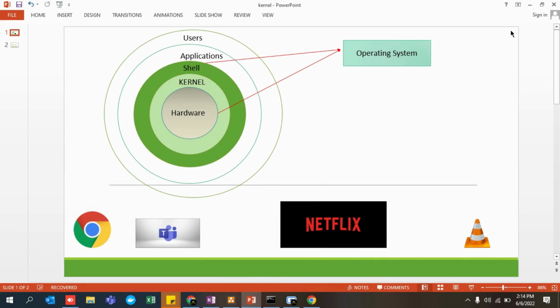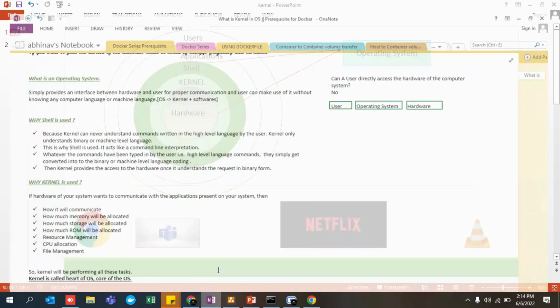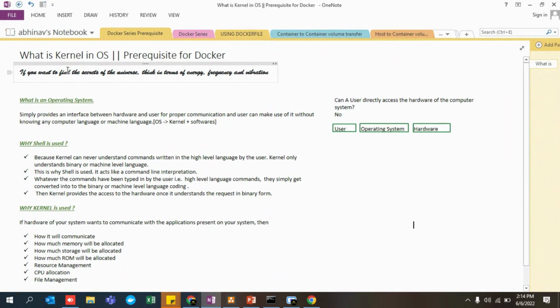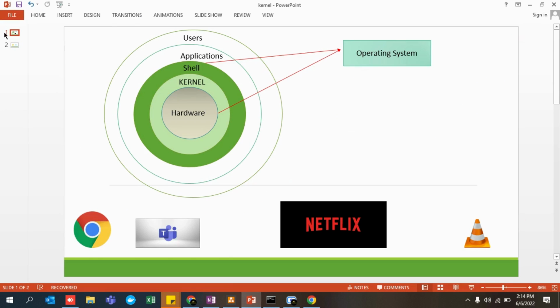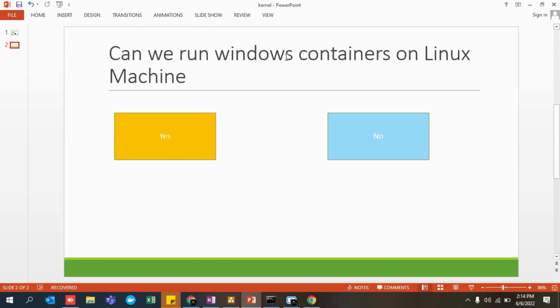So guys, this was all about this particular lecture. This is the reason why I created this lecture, on what the kernel and operating system are. And guys, coming back to this question, you cannot directly run a Windows container on your Linux machine. Linux containers run on Windows because Windows is providing you a service named WSA. You can Google it out. You can check it out in more detail at this point of time.